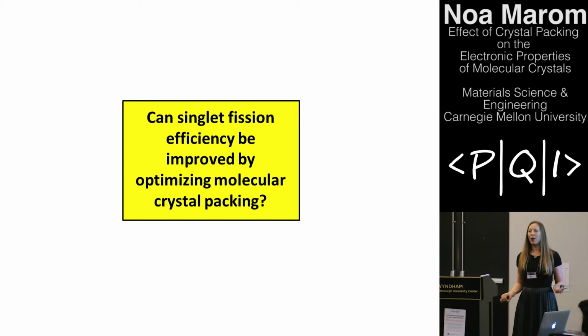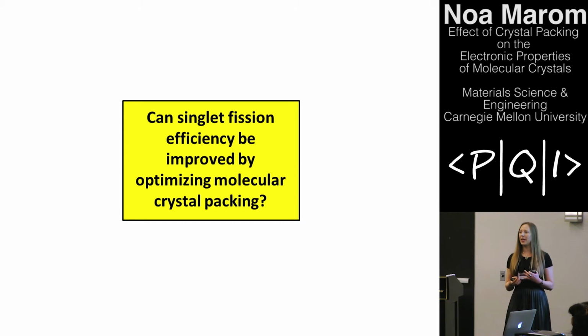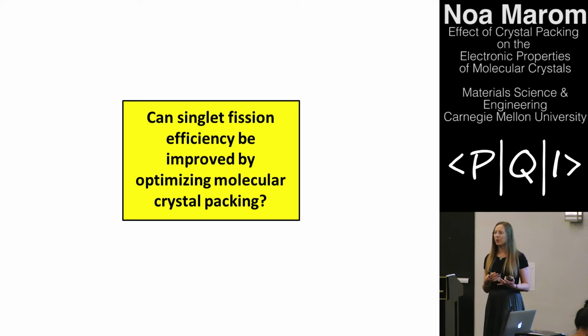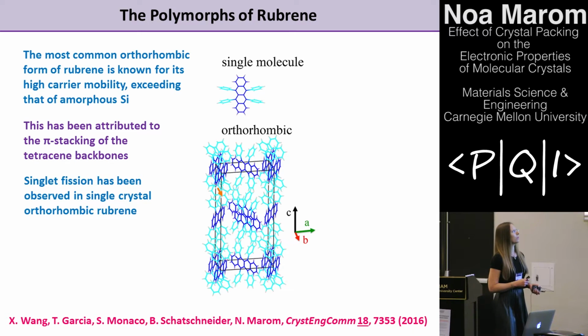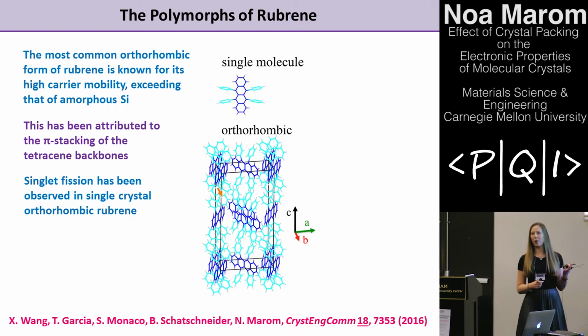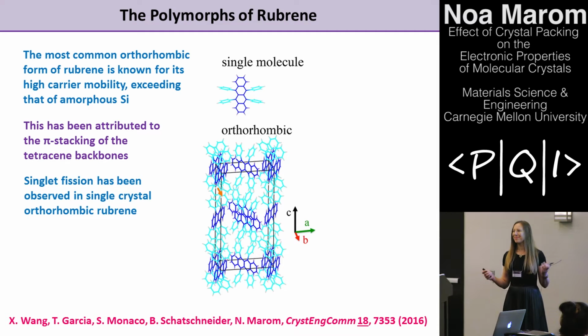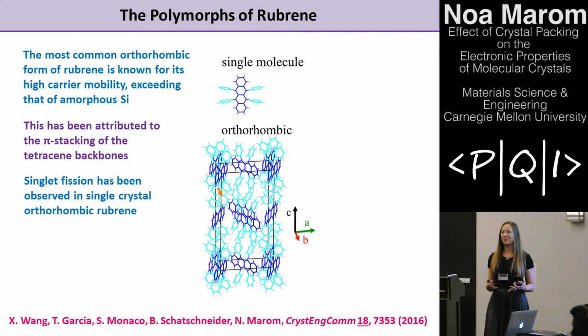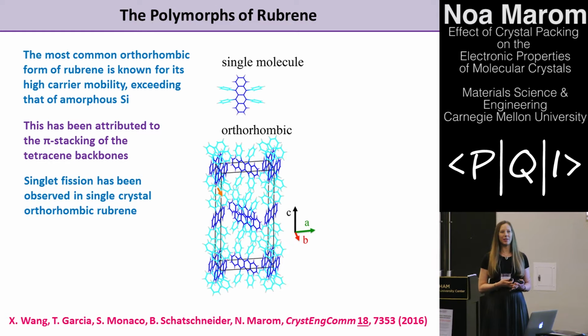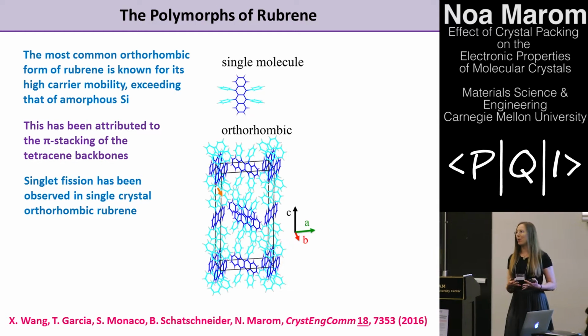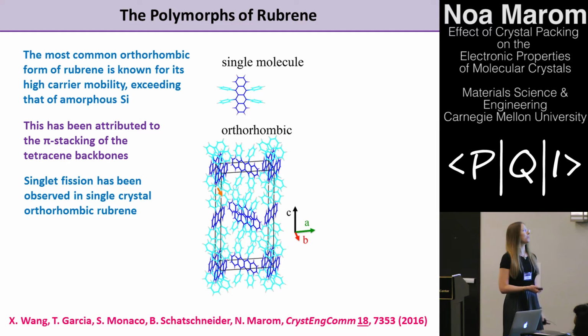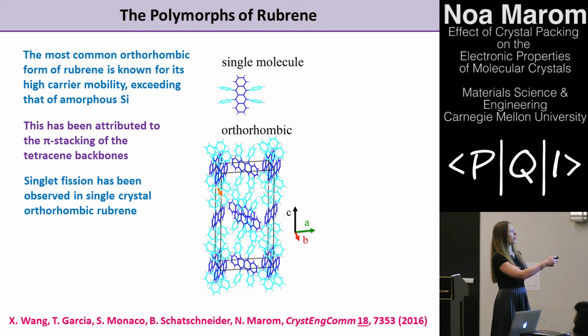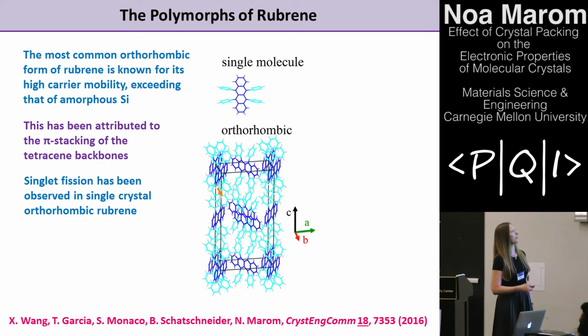So the question is now, can we improve singlet fission just by manipulating the crystal packing of molecules in a molecular crystal? So we're going to take a very well-known organic semiconductor, rubrene. Rubrene is famous for its very high mobility, which is even higher than that of amorphous silicon. So this is a rubrene molecule. It has a tetracene backbone and then 4 phenyl rings on the side.